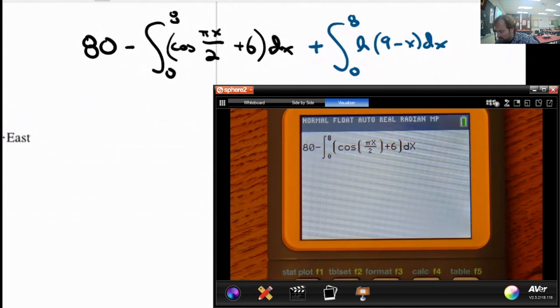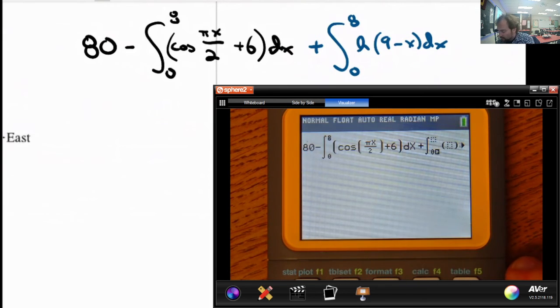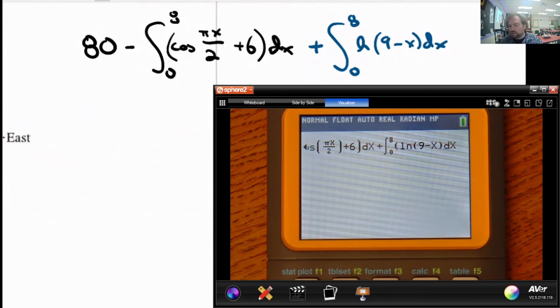dx. Again, that is just the area of the green space. We need to add back the integral from 0 to 8 of the natural log expression, the natural log of 9 minus x dx, like that. And in theory, this should give us what we're looking for.